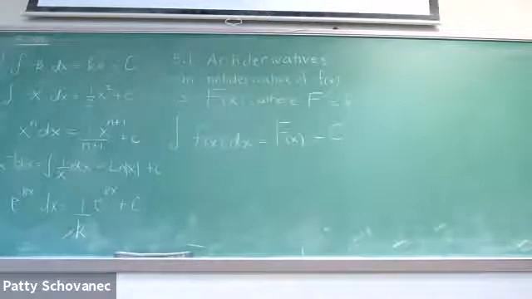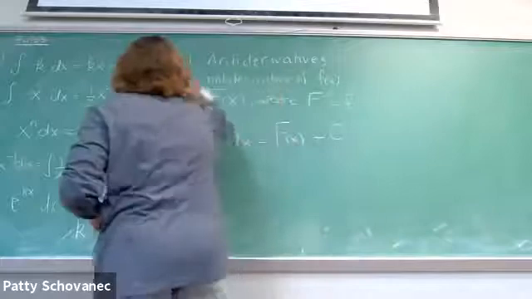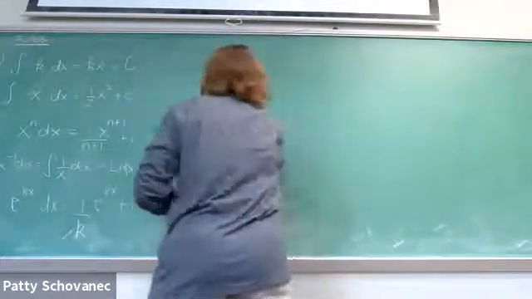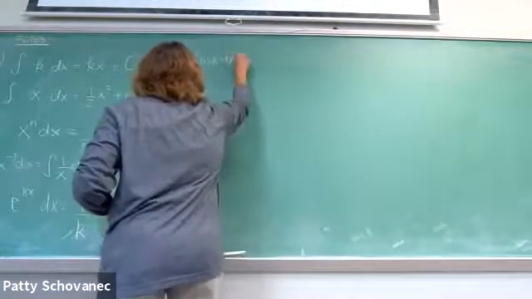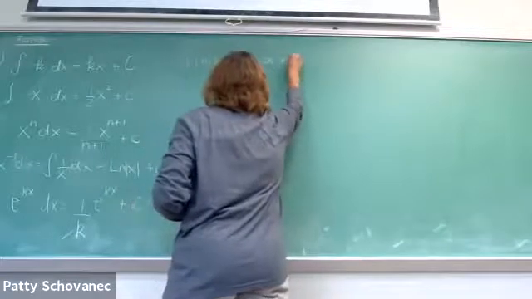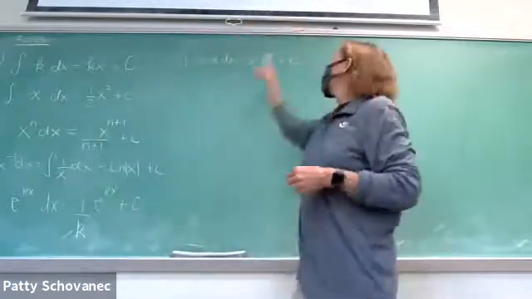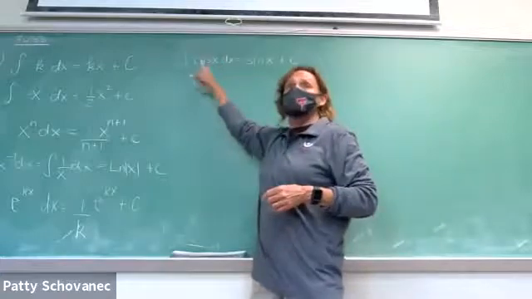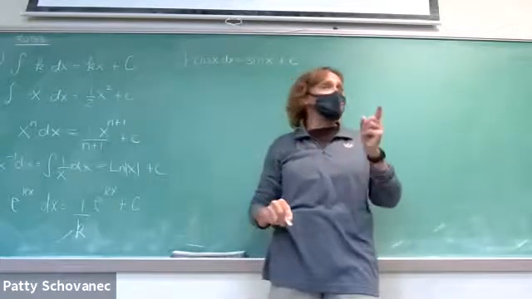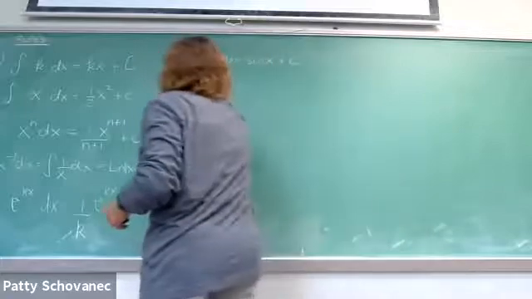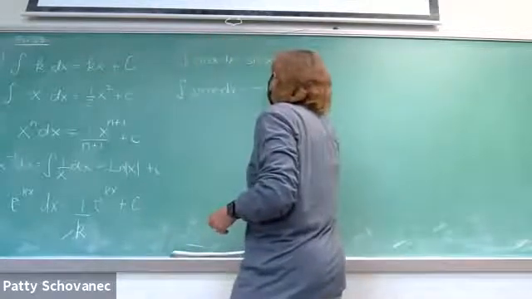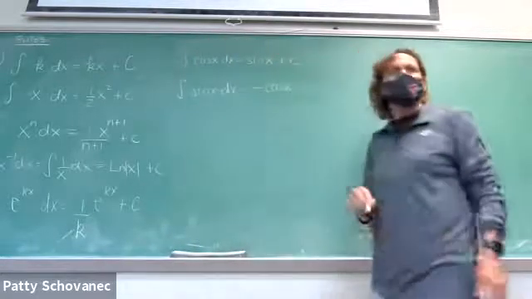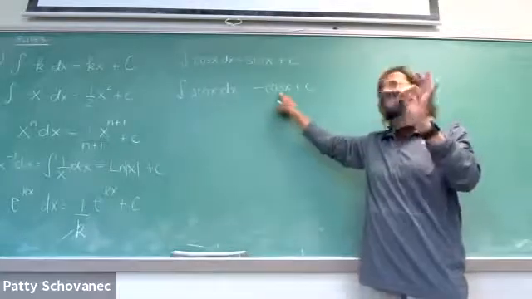Then we had our 6 trig derivatives. The derivative of sine is cosine. So the antiderivative of cosine is a positive sine. The derivative of sine is a cosine. The derivative of cosine is a negative sine. So if I just integrate sine of x, I should get a negative cosine of x. Derivative of cosine is negative sine, so that takes care of the negative.